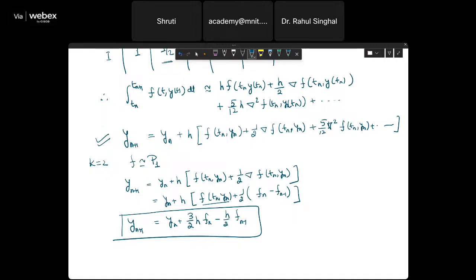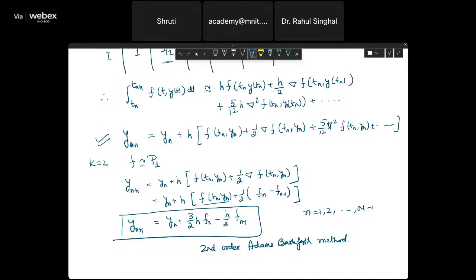Okay, and this is known as the second order Adams-Bashforth method. Okay, and the small n here will run from 1 up to, say, N minus 1.